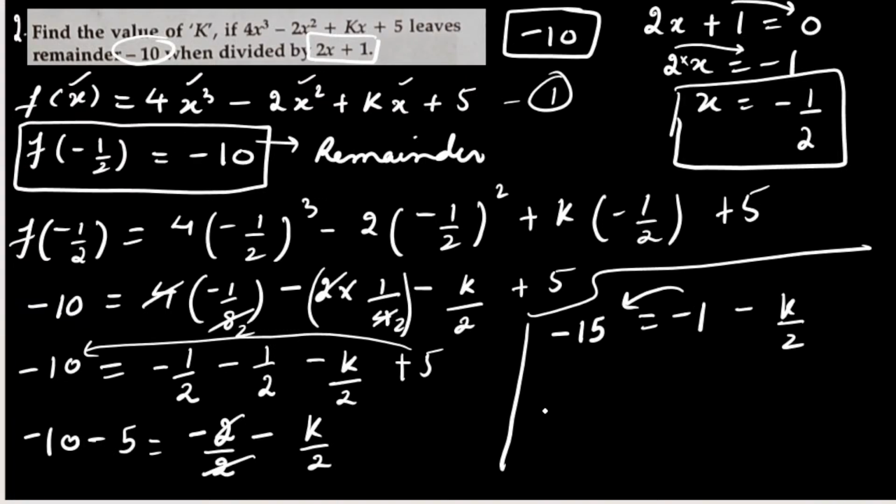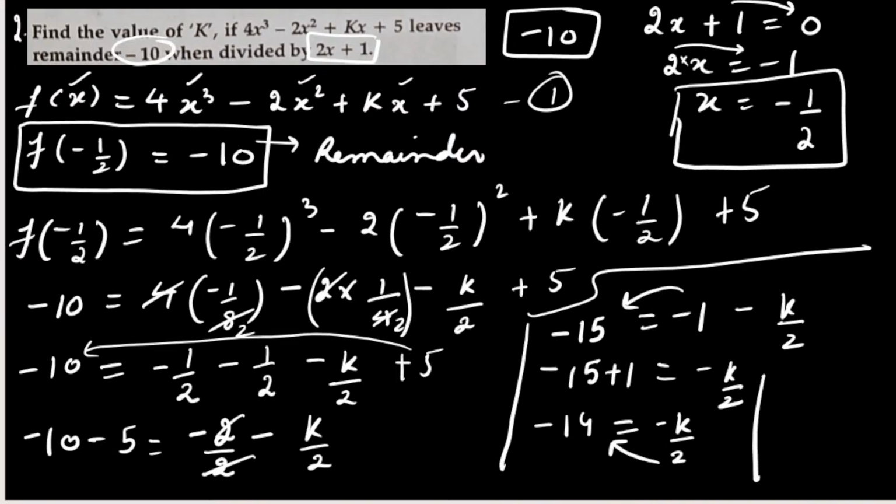Let's shift this minus 1 to this side, it will become plus 1 is equal to minus k by 2. So minus plus minus, so minus 14. Minus 14 is equal to minus k by 2. Let's shift 2 to the other side. When we shift 2 to the other side, it will get multiplied. So directly I am just going to write minus 14 into 2 is minus 28 is equal to minus k. So the minus and minus sign will get cancelled. So k is equal to 28.